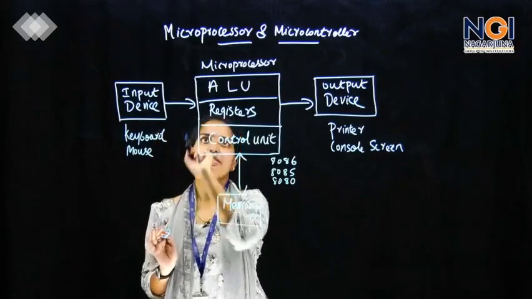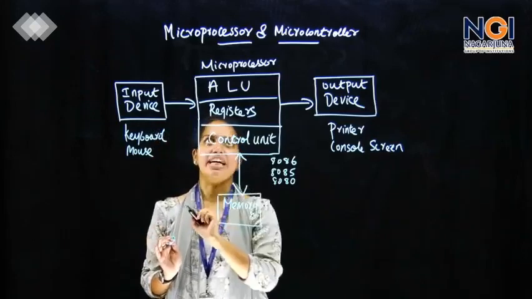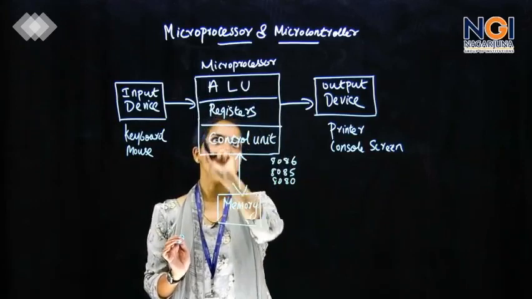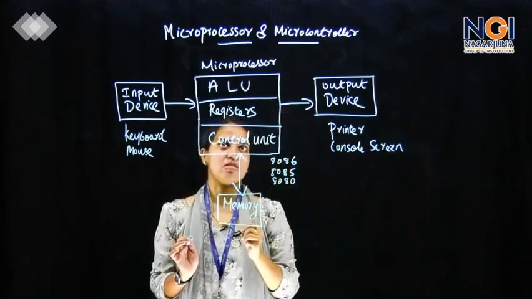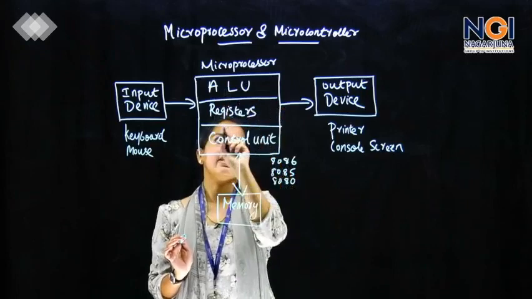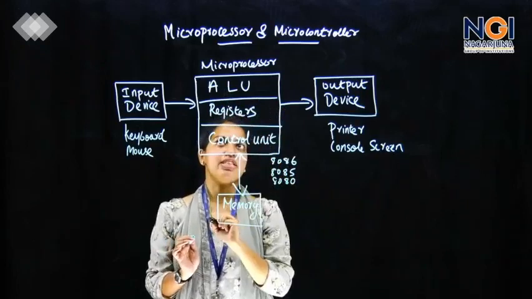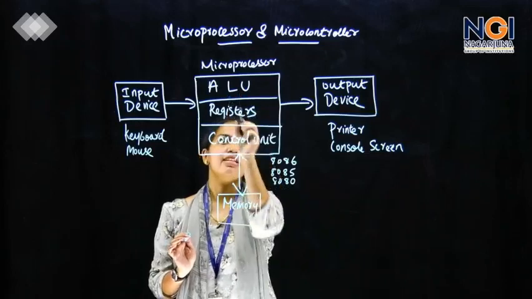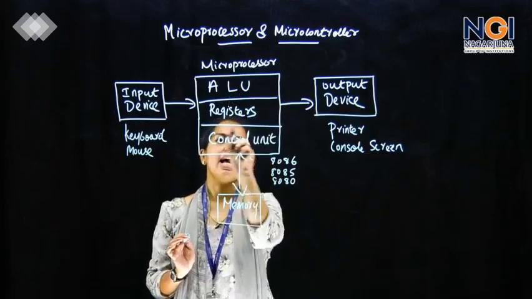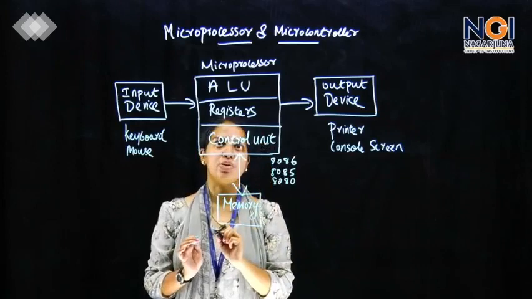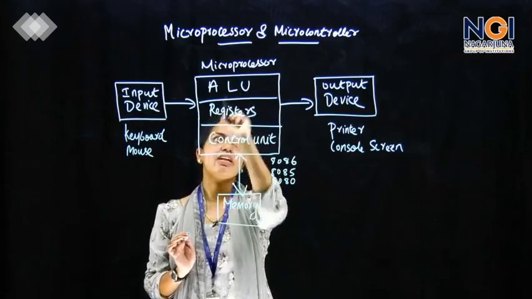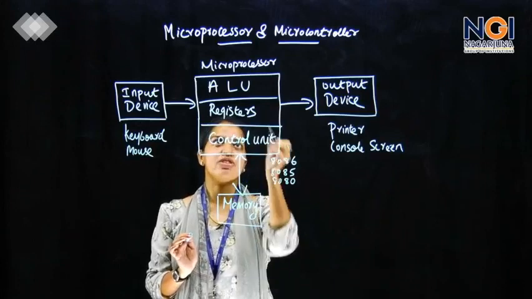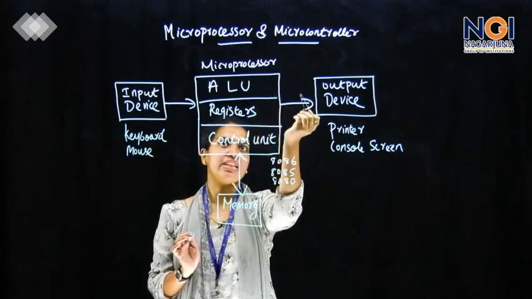Once it takes the inputs from the input device, next is the calculation part. In the calculation part, we have different blocks for calculating the inputs. The first section is the ALU, which is the arithmetic logic unit. The second unit is registers and the third unit is the control unit. The arithmetic logic unit performs operations such as addition, subtraction, multiplication, division.